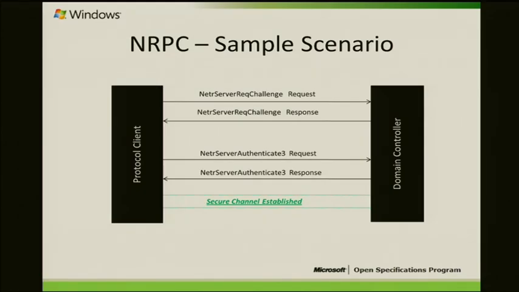It has 4 exchanges. The first exchange is that a protocol client sends a challenge request to a domain controller and receives a response. Then the protocol client sends an authenticate 3 request and receives an authenticate 3 response, and the secure channel will be established. The two requirements here are that this request should go before this, and the target server should always be a domain controller. This API is not supported on a domain member.